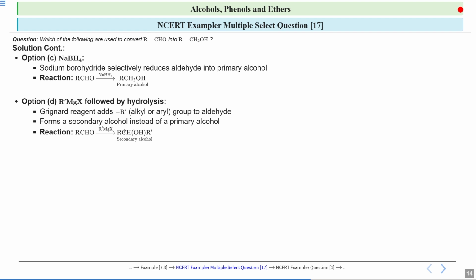Because you can see at this carbon, your R' group will also attach. So this becomes a secondary alcohol. So that is why this option is incorrect. So only your sodium borohydride, catalytic hydrogenation, and lithium aluminum hydride will be the correct options for this question. Okay, don't get confused, your RMgX will also reduce your aldehyde to alcohol, but it will form a secondary alcohol, not a primary alcohol, and here we need a primary alcohol. That is why your option D is incorrect.